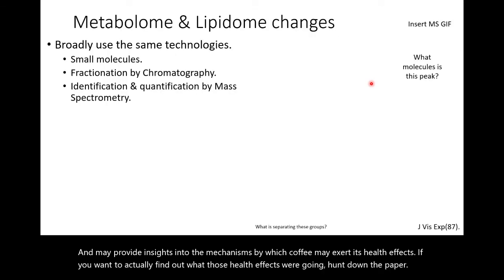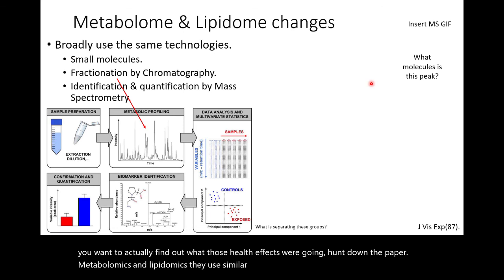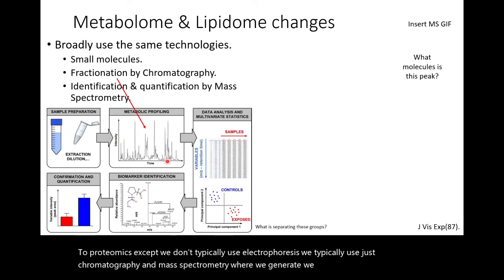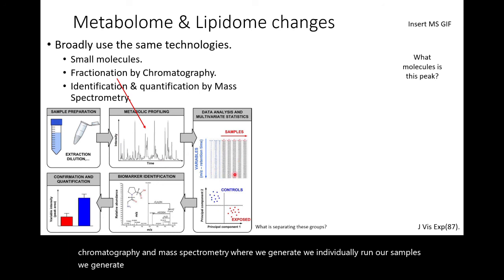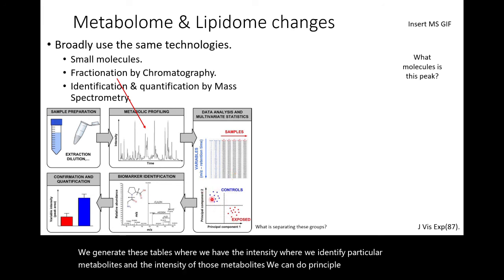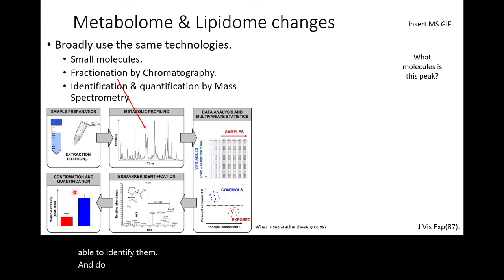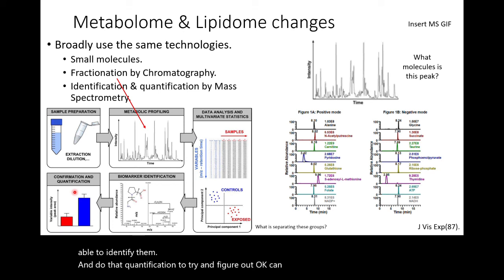Metabolomics and lipidomics use similar technology to proteomics, except we don't typically use electrophoresis. We typically use just chromatography and mass spectrometry, where we individually run our samples. We generate these tables where we identify particular metabolites and the intensity of those metabolites. We can do principal component analyses to look at controls and treatments, look at things that are changing in abundance, and be able to identify them and do that quantification to try and figure out, okay, can we come up with some kind of a diagnostic?